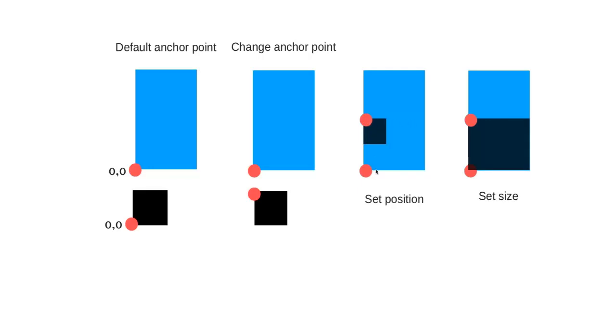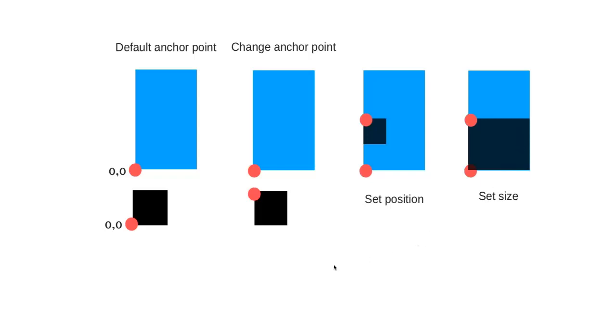So that means by setting the position to X equals 0, Y equals half of the screen, the small rectangle will move to this position. And then by setting the size, I'm going to set the width to the entire width of the screen and the height to just half of the height of the screen, and it's going to cover half of the screen.